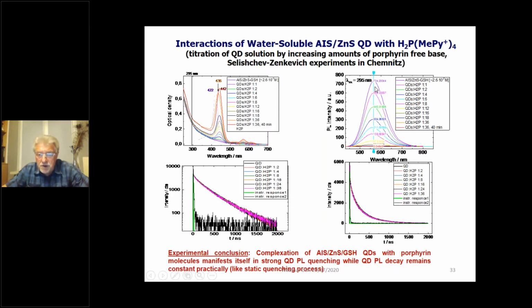Then we observed the strong quenching of photoluminescence of quantum dots. And in addition, we observed that the fluorescence lifetime remains unchanged. It means that the quenching process may be very fast, and what we observe might belong to the uncomplexed quantum dots. So like in the previous case, interaction of porphyrin with this type of quantum dots also leads to the quenching of photoluminescence of quantum dots.